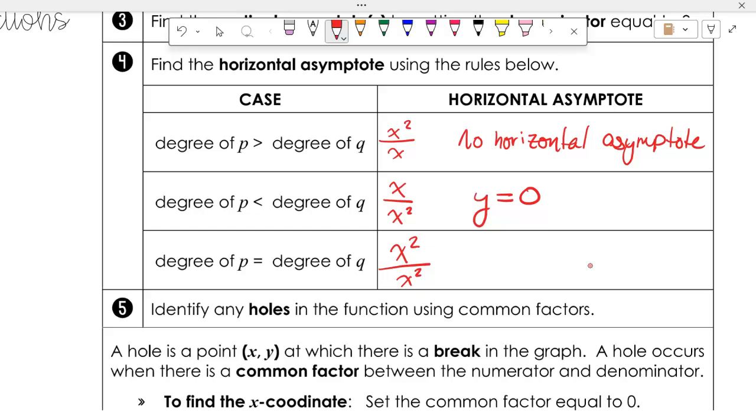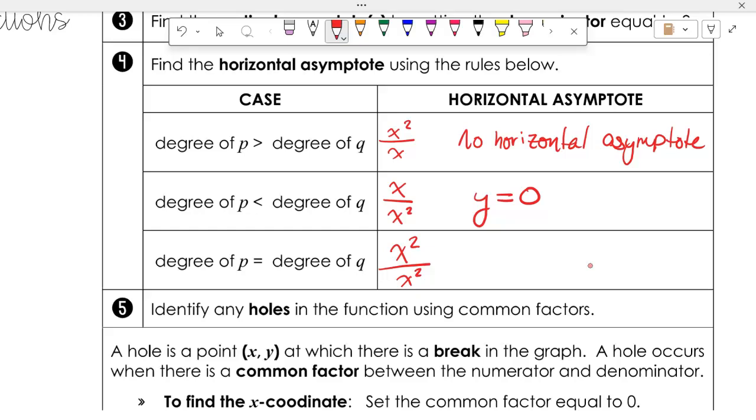If that happens, you get rid of the variables and you're just looking at the leading coefficient. And keep in mind, all of these things that I'm talking about, all I'm looking at is the one term with the highest degree. I don't care about any of the other terms in the numerator or the denominator, only the terms with the highest degree.